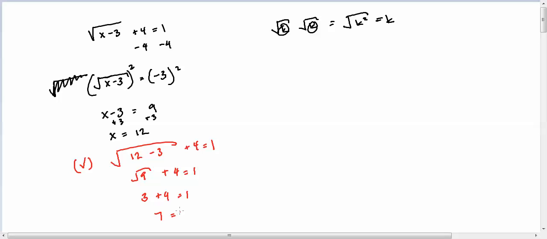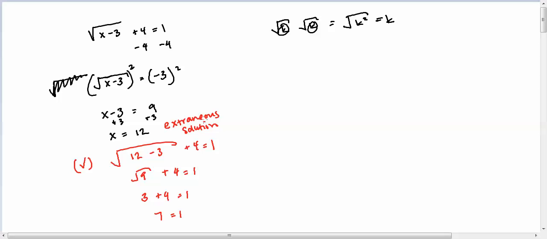And you're saying, wait a second, what's going on? This doesn't make any sense at all. Why? When does 7 equal 1? And the answer is it doesn't. And so therefore, x equals 12 is an extraneous solution. Is that what we call it? Extraneous solution.